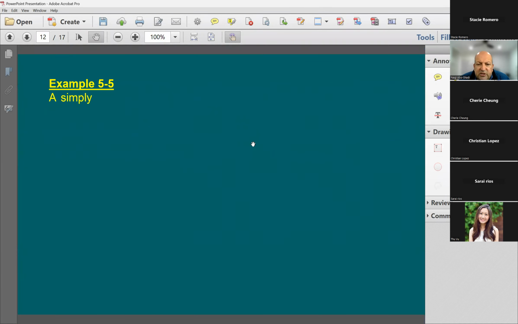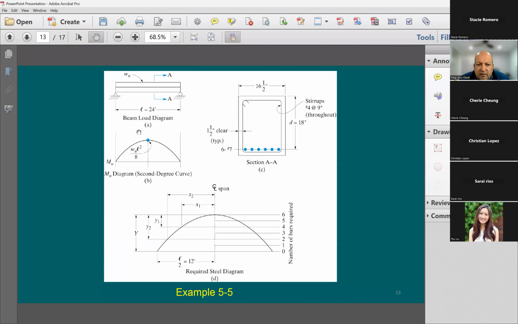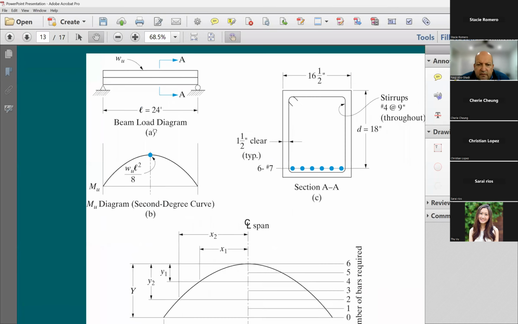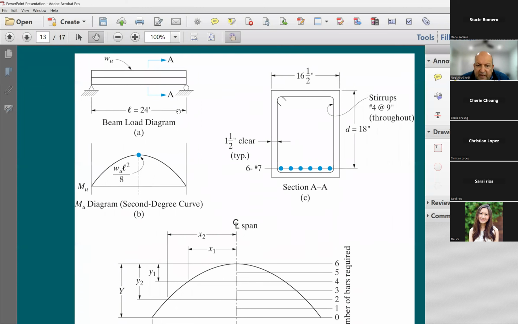The beam span is 24 feet from center support to center support. It is uniformly loaded, which means the moment here is going to be wL squared divided by 8. Positive moment, which means tension at the bottom. Maximum moment is going to be right here at the middle, which means at 12 feet from one end.